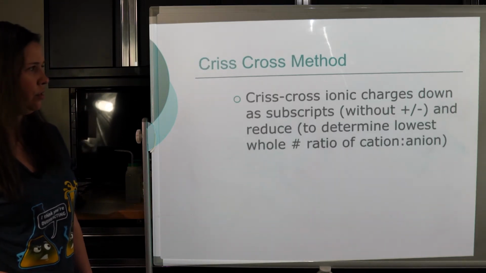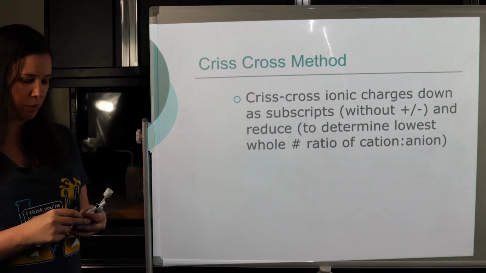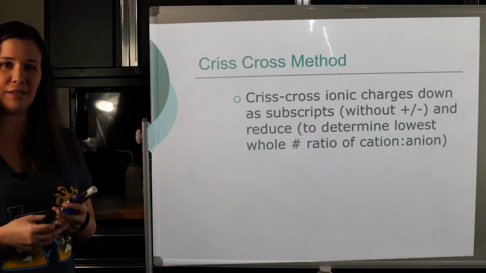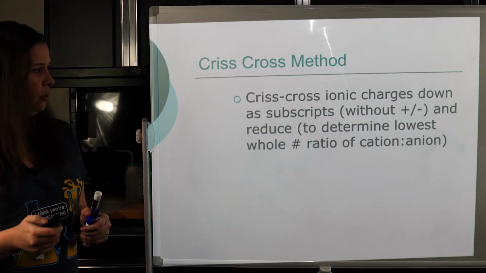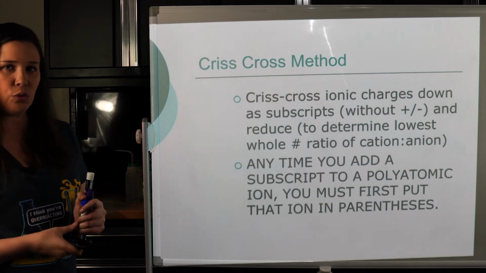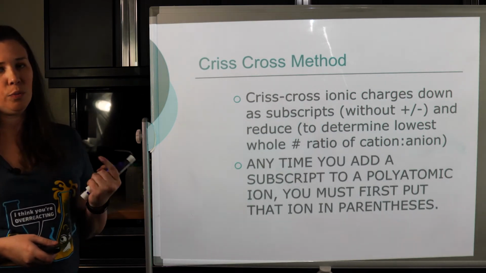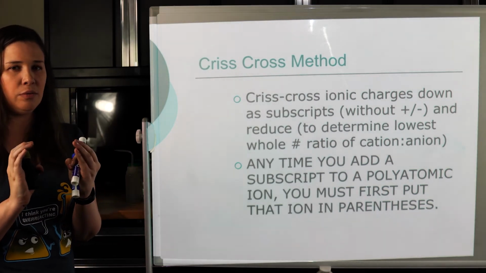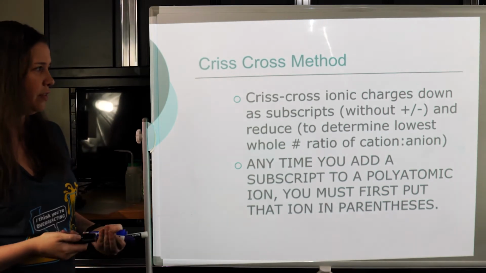All right, so with the crisscross method, the idea is you're bringing the charges down as subscripts, but don't actually bring the positive or negative. You've never seen a plus or a minus on the bottom, the subscript area of an atom. It doesn't belong there. It's just giving you kind of a shortcut for the ratio. The other thing that you have to be careful of is with your polyatomic ions, you want to keep them isolated. So I would recommend putting parentheses around your polyatomic ions. So let's try one of each.